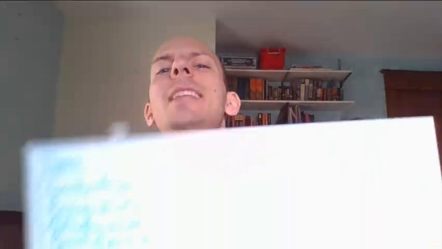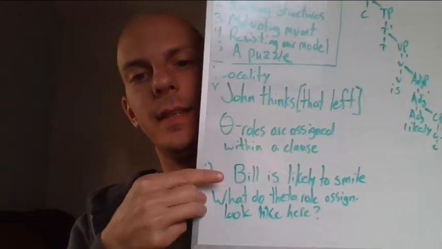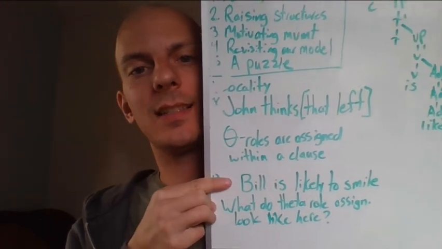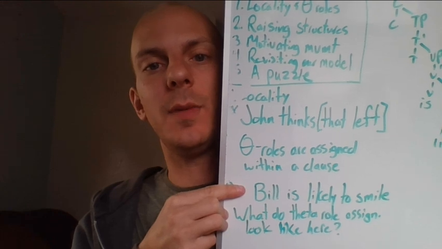So we have a new rule. Now what do we do with our new rule? We break it. Not really break it, but kind of break it. And we see a new sentence here. So let's look at this sentence. Bill is likely to smile.